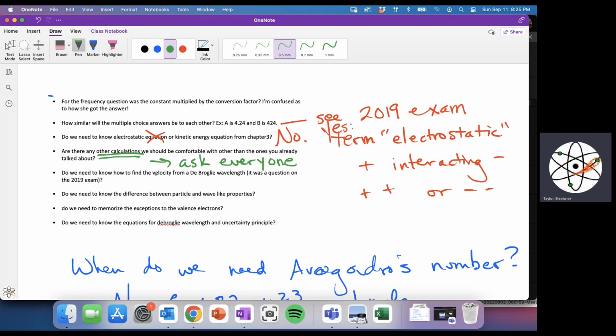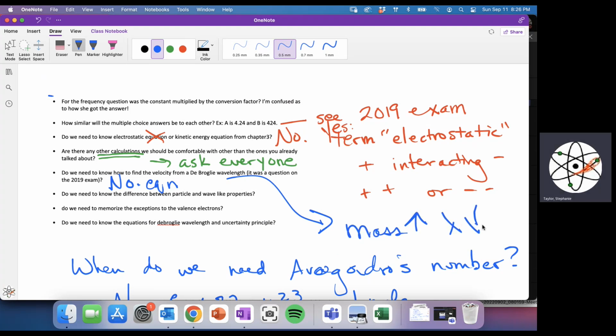Do we need to know how to find the velocity from a de Broglie wavelength? It was a question on the 2019 exam. Nope. You should know this equation. As far as de Broglie wavelength, the concept you need is the idea that as your mass increases, the wavelength decreases.